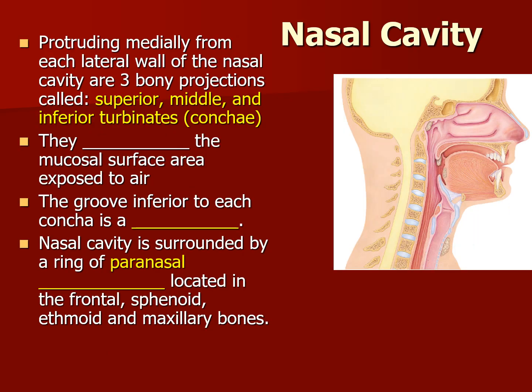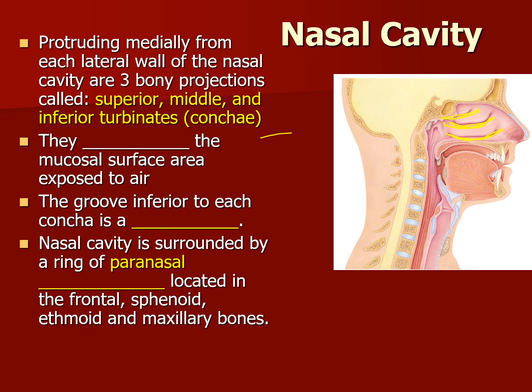There you go. Protruding medially from each lateral wall of the nasal cavity, there are 3 bony projections called the superior, middle, and inferior concha, right? The concha. They're also known as the turbinates. So you might see those used synonymously with each other. On this picture over here, I'm going to try to highlight it for you. Superior, middle, and inferior concha. You see those 3 little projections?